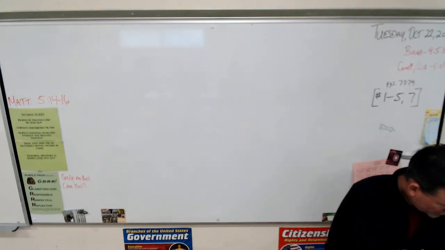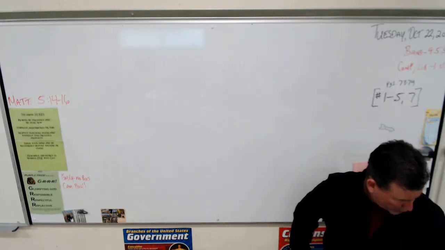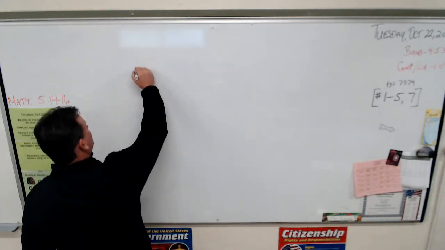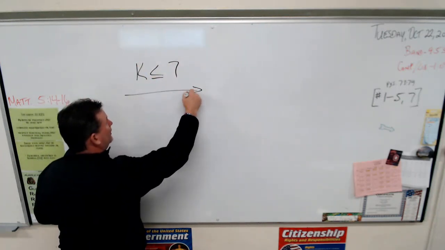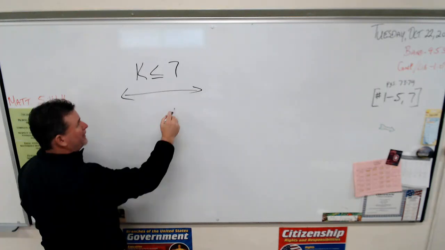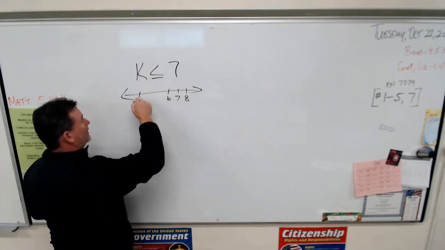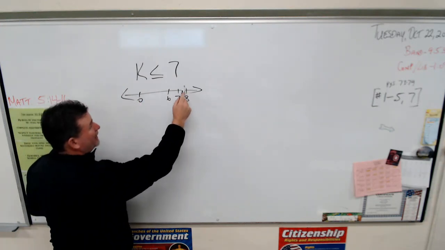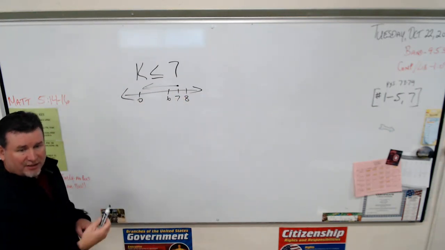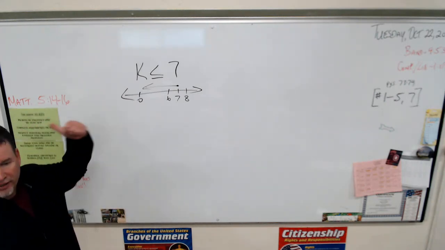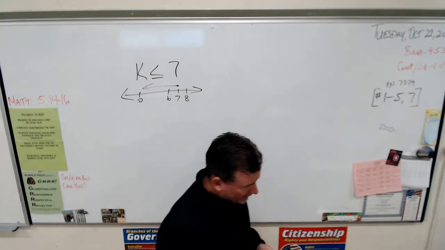Number 22, your answer should be k is less than or equal to 7. What's that look like? Real quick, you don't have to be an artist. 8, 7, 6, over here 0. It's less than or equal to 7. 7's included, everything to the left. Anything less than 7 satisfies that solution.